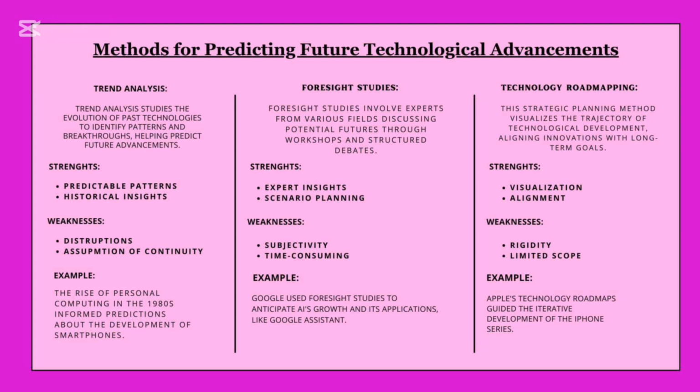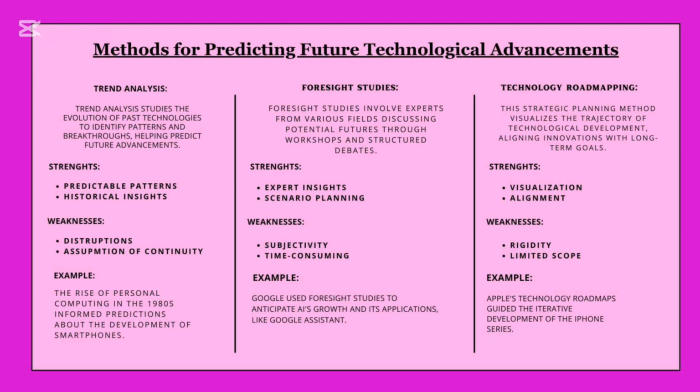their strategies accordingly. Weaknesses. Subjectivity. The outcomes of foresight studies can be influenced by the biases and perspectives of the participating experts, which may affect the reliability of the predictions. Time-consuming. Organizing workshops and discussions can be resource-intensive, and may require significant time investments to gather and analyze insights.